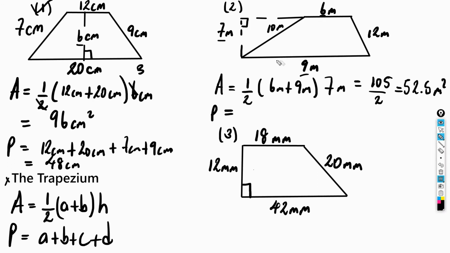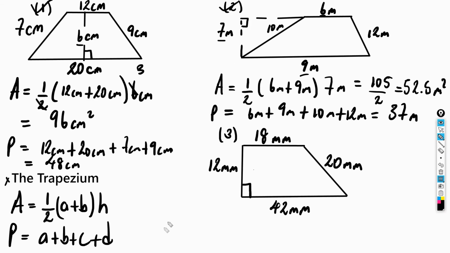Cool. All right, so for the perimeter, all we have to do is add the 4 sides of the trapezium, A, B, C, and D. And in this case, A is 6 meters plus 9 meters, plus, in this case, is 10 meters plus 12 meters. Cool. And we should get 37 meters as the answer. Okay.